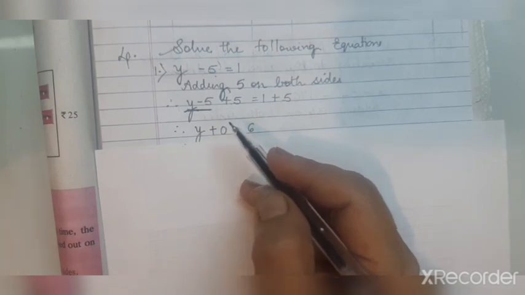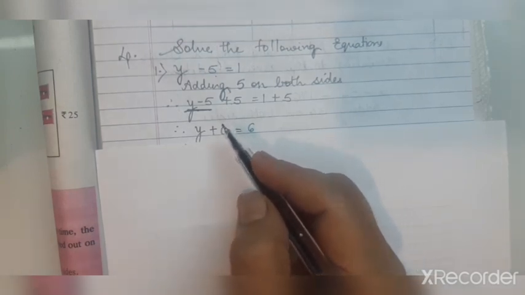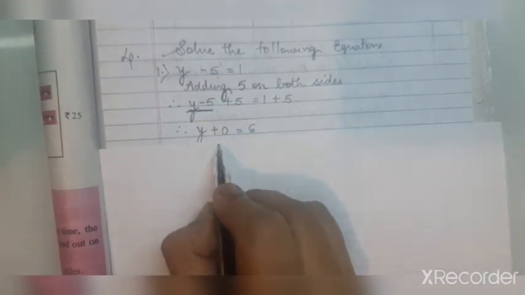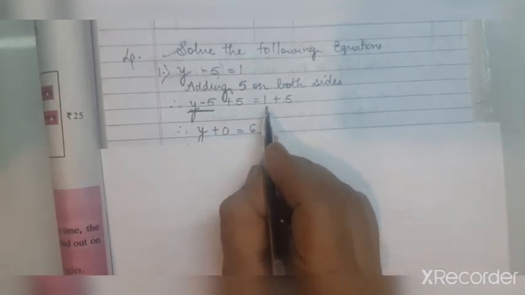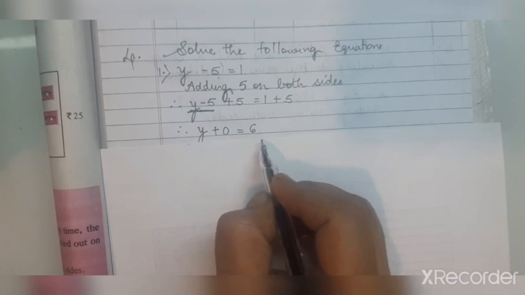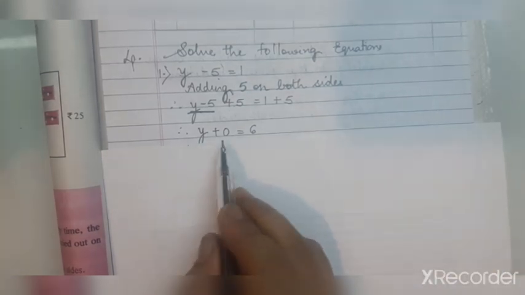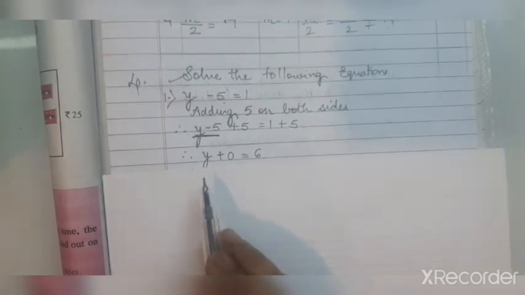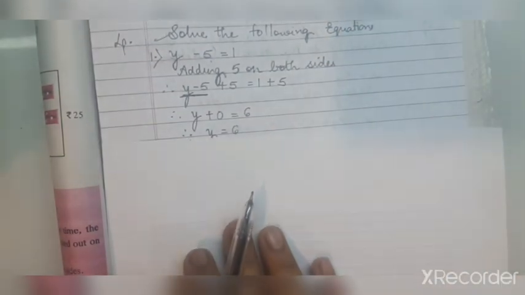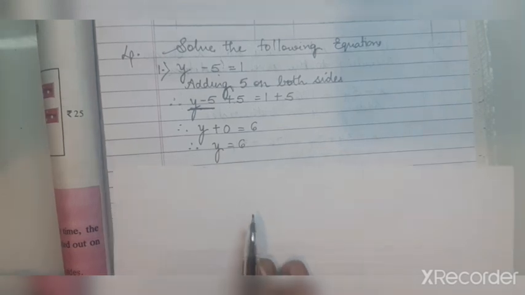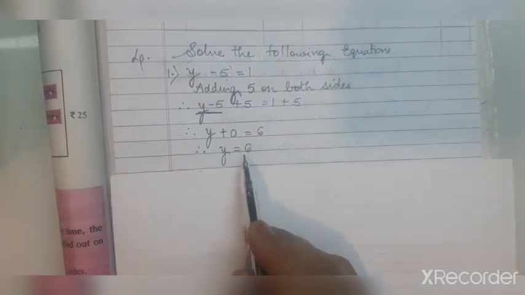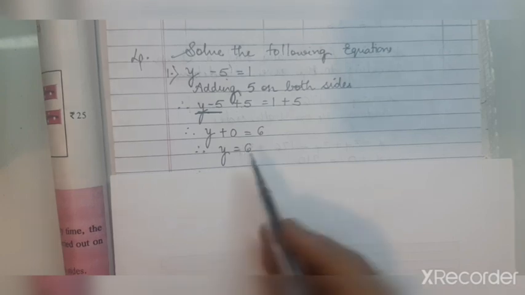For example, plus 3, minus 3, plus 2, minus 2, plus 10, minus 10, the solution is 0. So my plus 5, minus 5, answer is 0. So y plus 0 is equal to 1 plus 5 is 6. Anything you add with 0 is the same number, so y plus 0 is y. So it is written here y equal to 6. This is the solution, the answer we got for the variable.